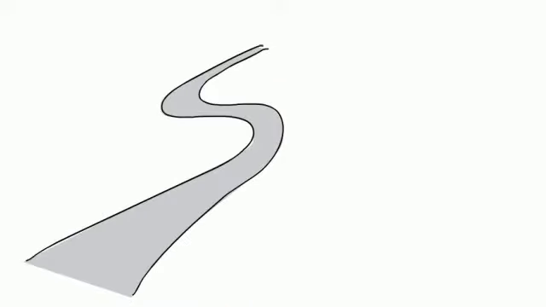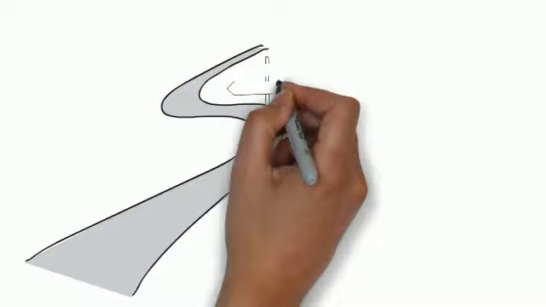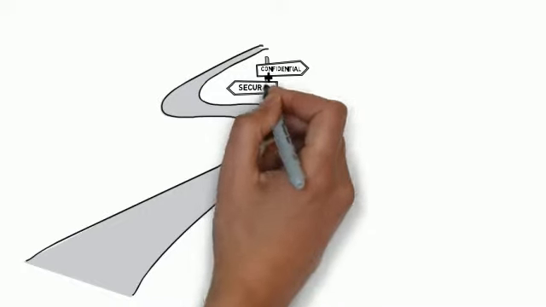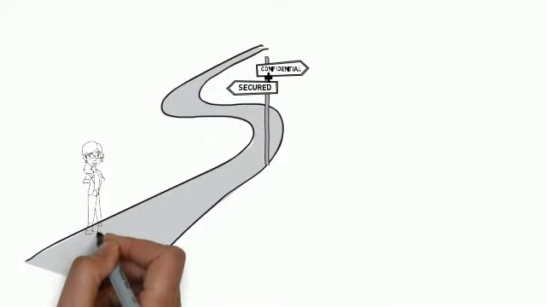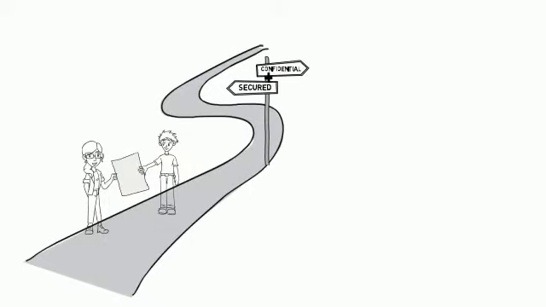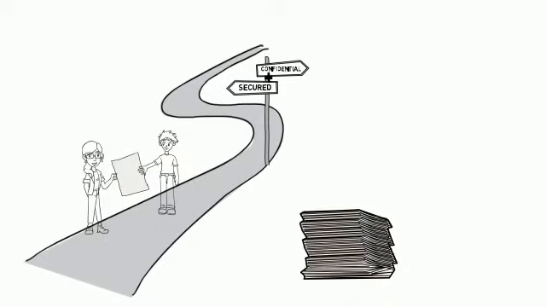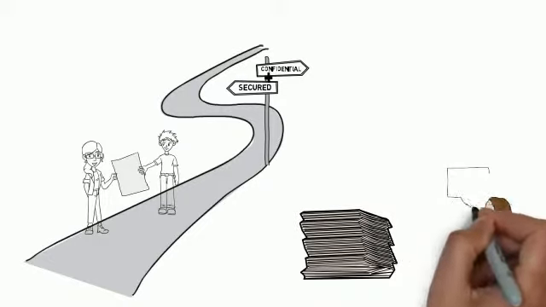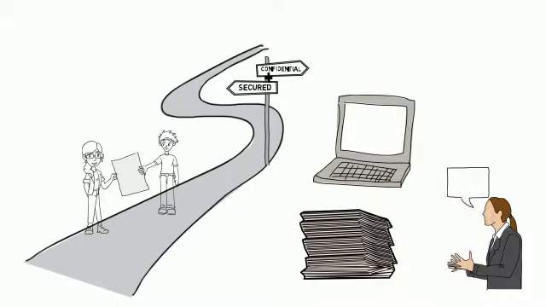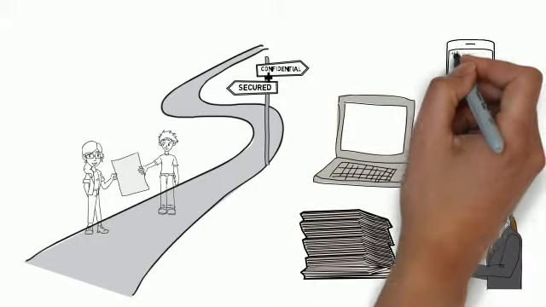HIPAA's privacy regulations require healthcare providers and organizations to develop and follow procedures that ensure the confidentiality and security of PHI when it is transferred, received, handled, or shared. This applies to all forms of PHI, including paper, oral, and electronic. Email and text messages also fall within the scope of HIPAA's protection.